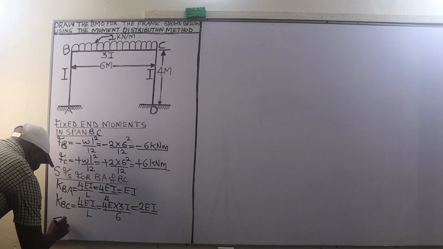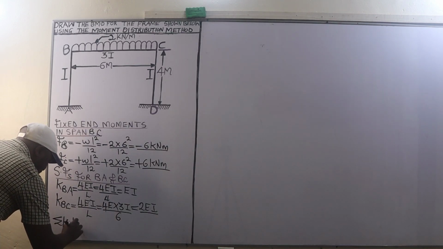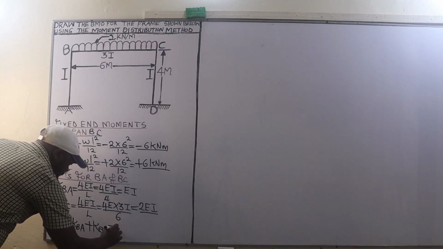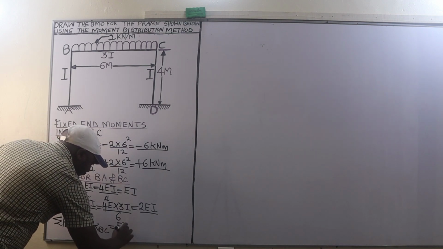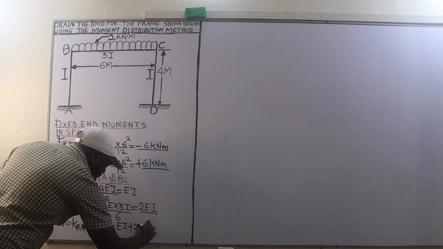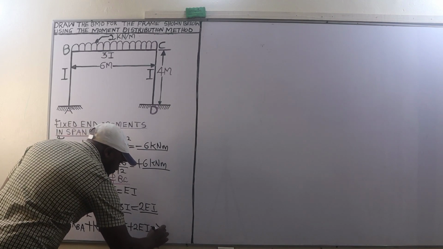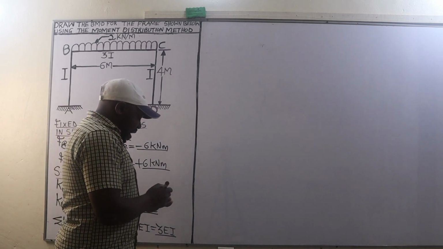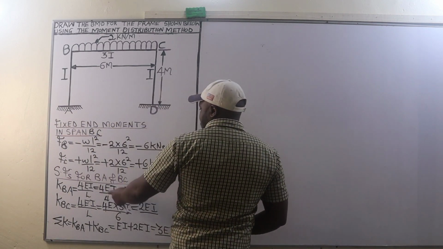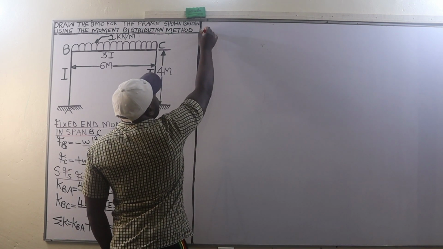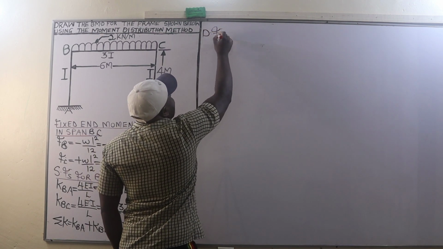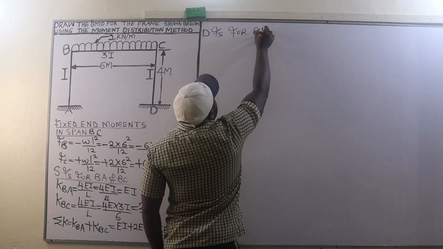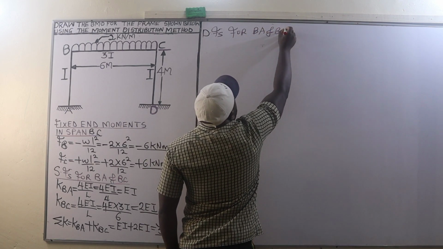Then we need the summation of stiffness factors, which will be KBA plus KBC. And that's going to be EI plus 2EI, which will give us a total of 3EI. So that is the summation of stiffness factors. Now, after determining the values of stiffness factors for those two members, we are now going to determine their distribution factors. So we go to distribution factors for members BA as well as member BC.